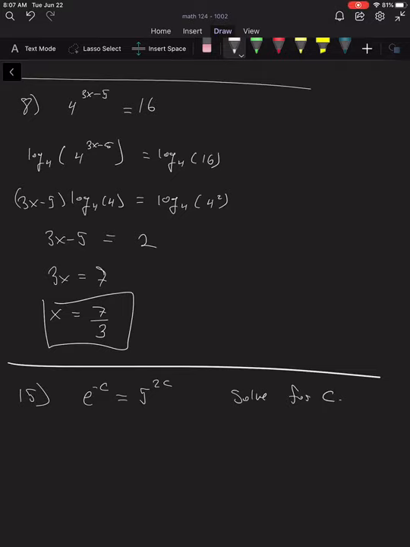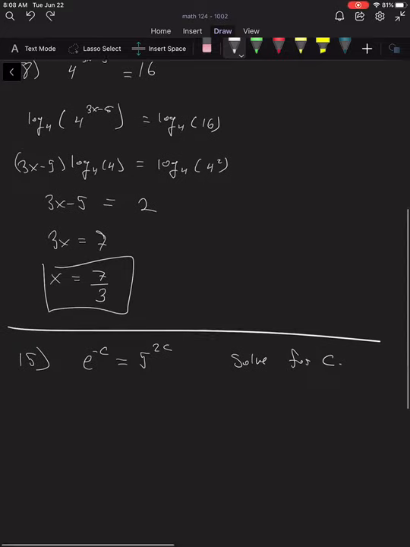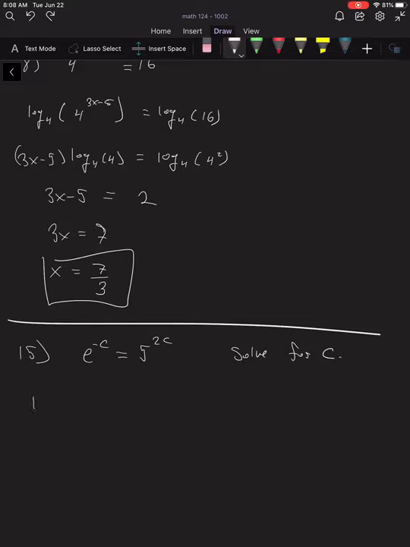So before, you can just look up in problem number 8, how we had 4 to the 3x minus 5 is equal to 16. Only one thing had the exponent. Down here, two things have the exponent. And when that's the situation, it doesn't matter which base we choose. So let's just choose e as our base. So we're going to take the log base e of both sides. So log base e of the left-hand side, and then log base e of the right-hand side.